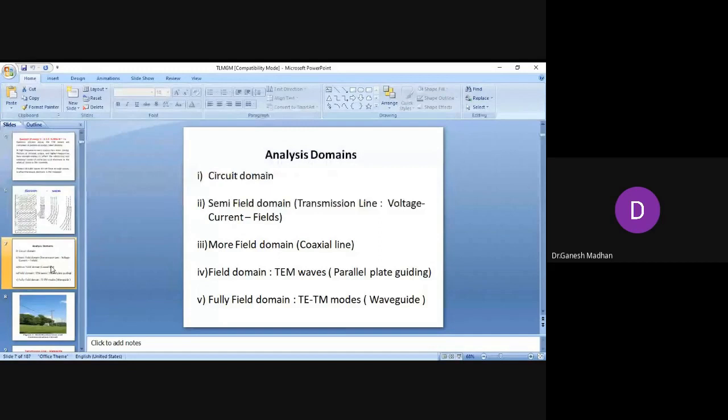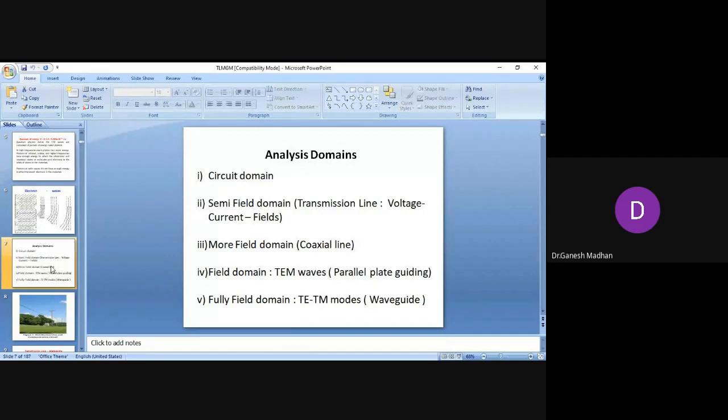That particular approach is called the circuit domain, and the next domain is what you call the semi-field domain, where you come across transmission lines in which you calculate the voltage and current, both as functions of time and distance.